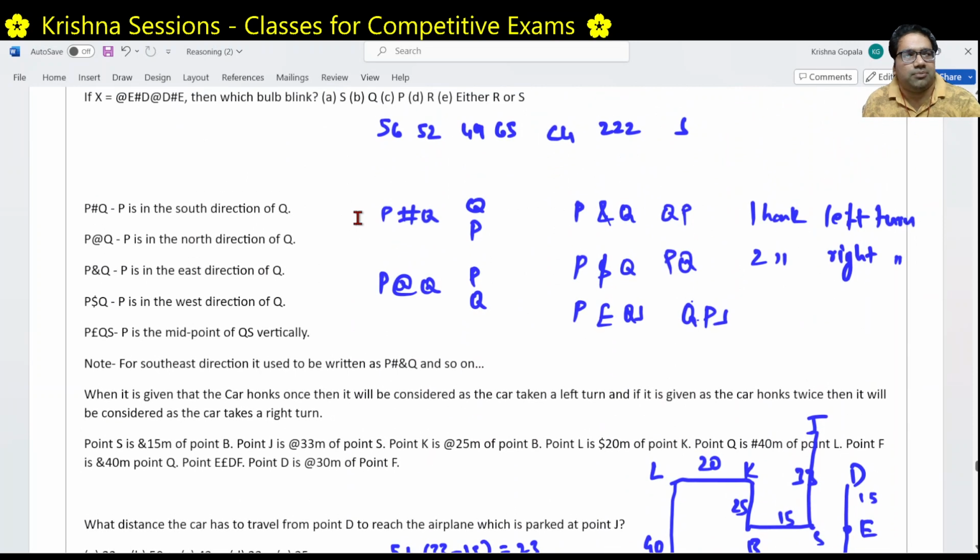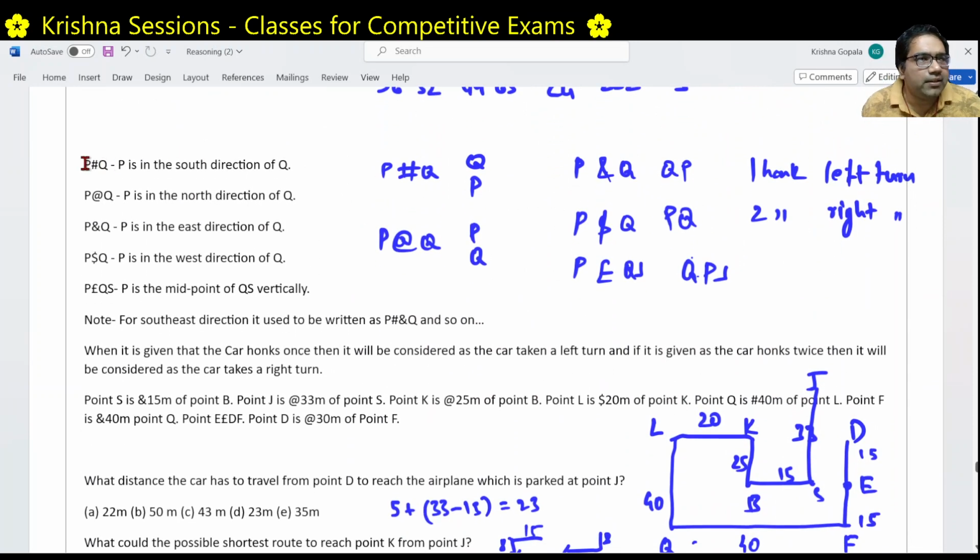Next one. Let's look at the next problem. This is also a very simple problem. P hash Q means P is south of Q, that is, P is below Q. P at the rate Q means P is north of Q. P and Q means P is east of Q. P dollar Q means P is west of Q. P pound QS means P is at the midpoint of Q and S. Car honks once means the car has taken a left turn. Two honks means a right turn.